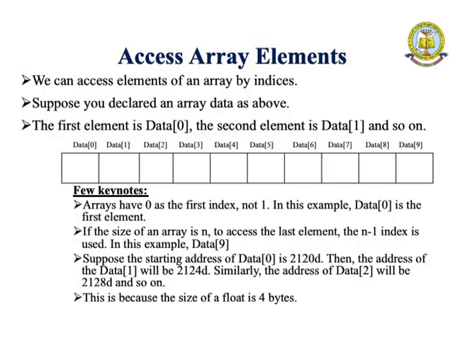Like that, the second index number is data of 1, the third index number is data of 2, the fourth index number is data of 3, and so on. The last index number is data of 9, because the size of the array is 10. The data of 0 is the first element index number, and the data of 9 is the last index number of the array.